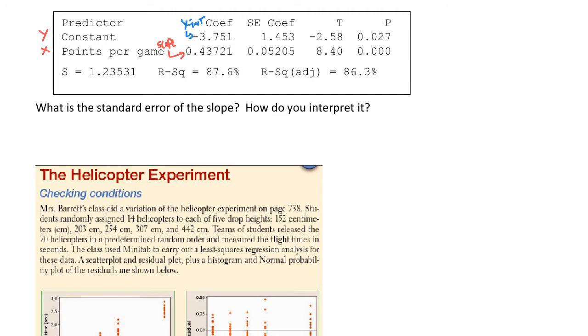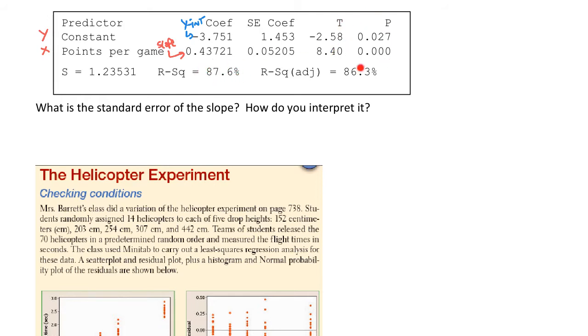Now these other numbers, real quick, you're going to have to remember all these cookie cutters, tomorrow's notes, and one of the examples in the homework will have that. So this S is the standard error or standard deviation of the residuals. This means when I'm predicting whatever I'm predicting based on points per game, I'm typically off by 1.23. And then the R square and the R square adjusted we always ignored. The R square is just how good my fit is. The closer to 100%, the better. It's also literally R squared, so if I take the square root of that, I get R.